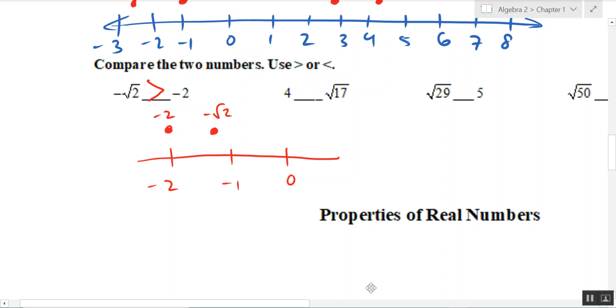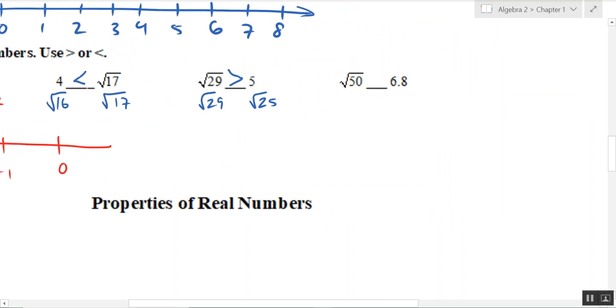All right, this first one, when I'm thinking about 4 versus root 17, this is root 16 versus root 17. Clearly, root 17 is bigger than root 16. Obviously, root 16 is the same as 4. Root 29 and 5, I'm comparing root 25 to root 29. 29 is bigger than 25. And lastly, over here, root 50, you got to think about what that is. I know that root 49 is 7. So root 50 has to be bigger than 6.8.